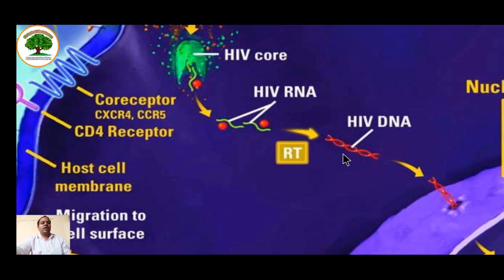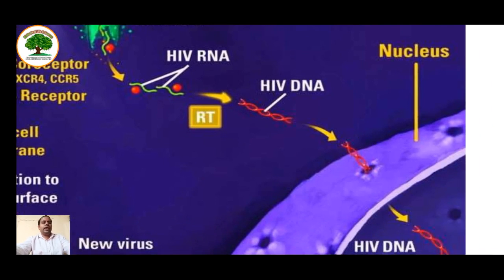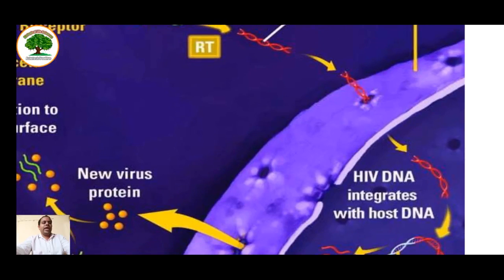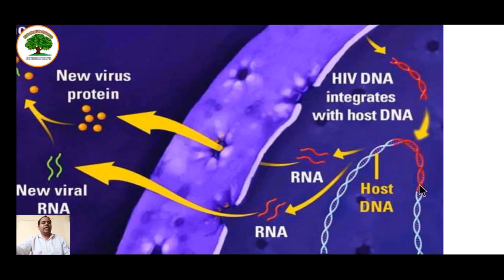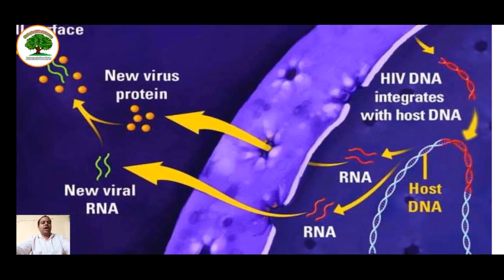Now the cell recognizes this double-stranded DNA as its own material, and it is not able to differentiate between its own DNA and the viral DNA, and this viral DNA enters inside the nucleus. This viral DNA integrates with our host genome. Now the host cell thinks that this genome is its own DNA and it starts transcribing it. As it transcribes, it transcribes all the machinery required for new virus formation, and mRNA is formed.